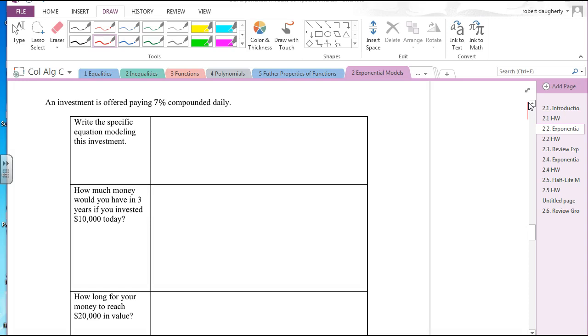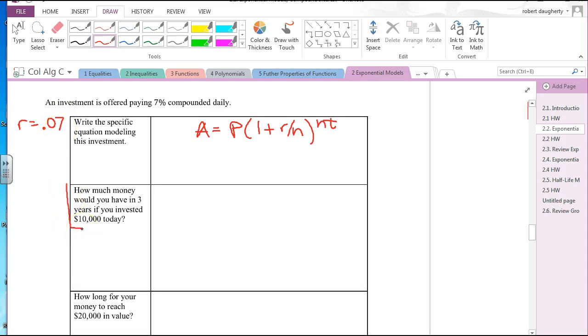Write the specific equation that models this investment. Okay? This is compounded daily, so A is equal to P(1 + r/n)^(nt). In this particular one, what is the rate? r is what? 0.07. Okay? And now look at this question.